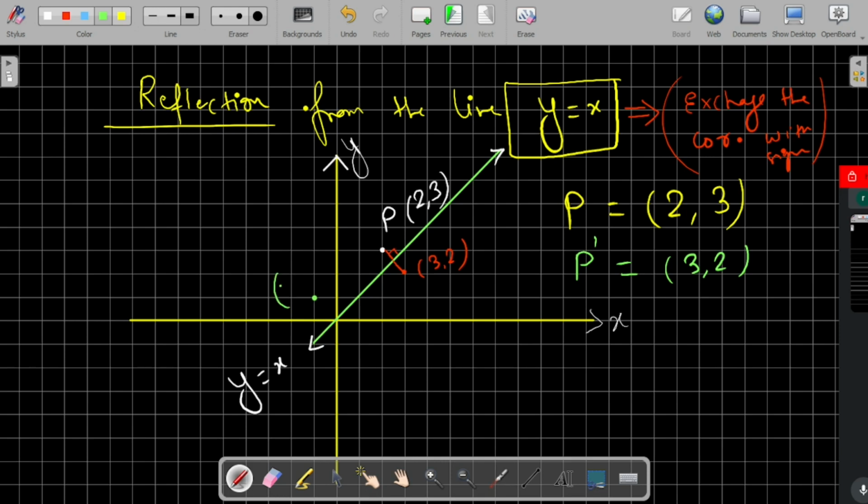This point is minus 1 comma 1. Tell me the image. Its perpendicular distance goes this way, and when you proceed similarly, this point is 1 comma minus 1. What's the observation? You just swap the x and the y. Yes, exchange the coordinates with sign.